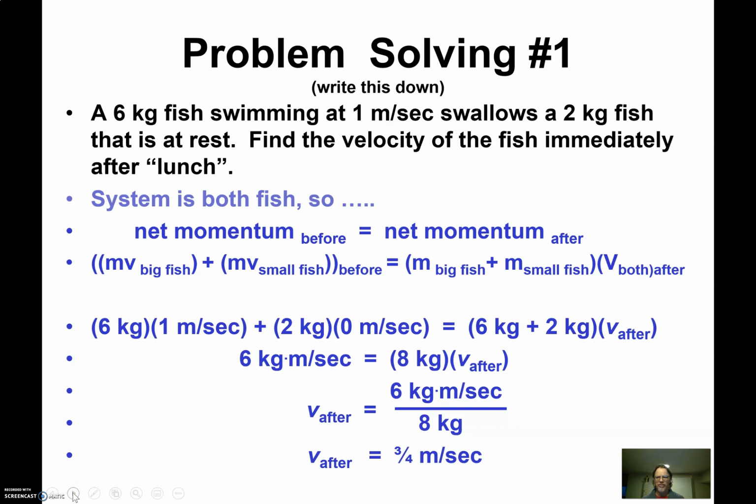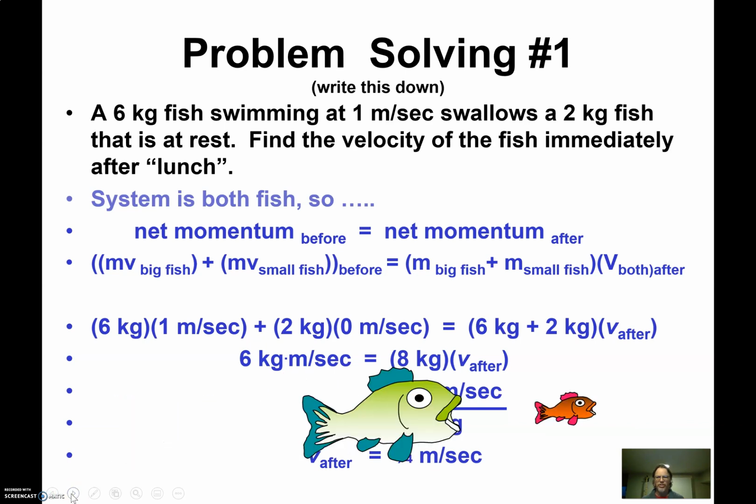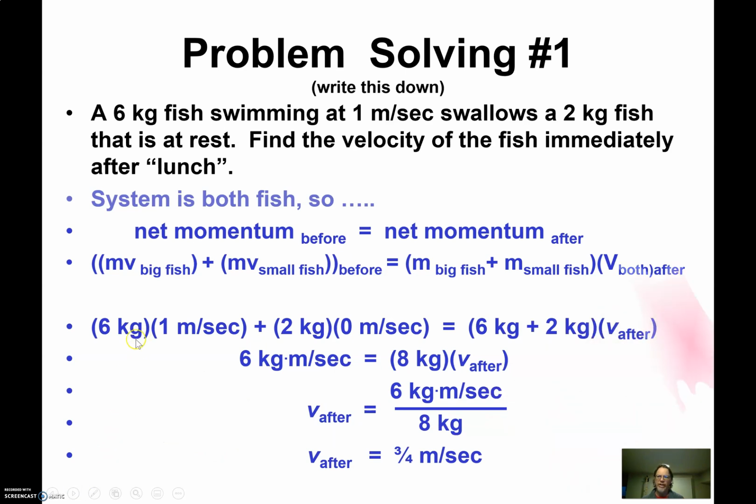So we have a speed of 3/4 meter per second. Big fish, little fish. So the momentum before that lunch was 6 kilogram meters per second of momentum. That's the momentum we have afterwards. So even though we have 8 kilograms times v, that would have to be still 6 kilogram meters per second because that's the momentum we started with. Okay, so remember we're making both fish part of our system.